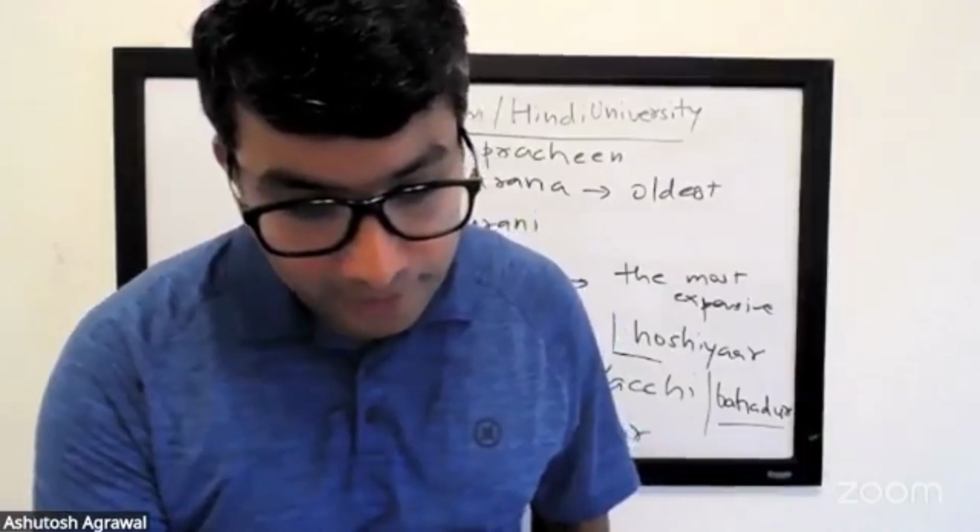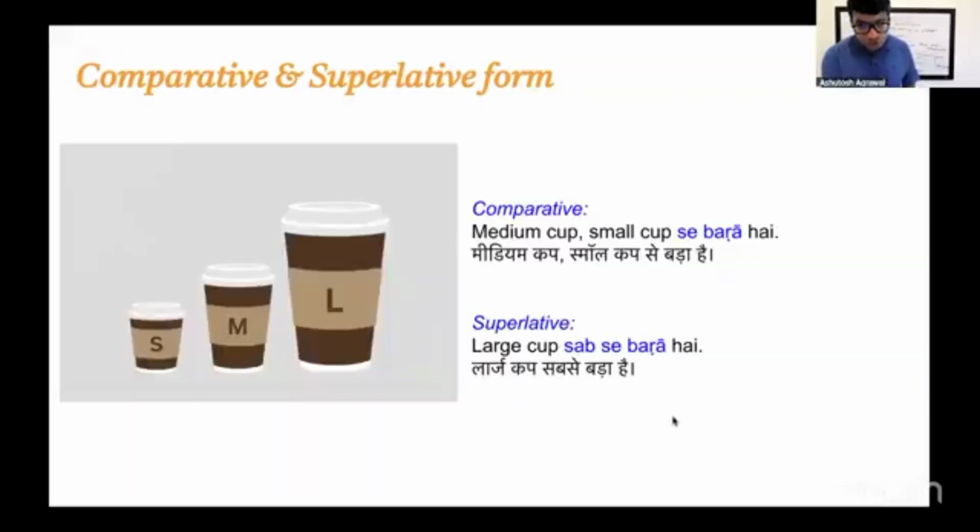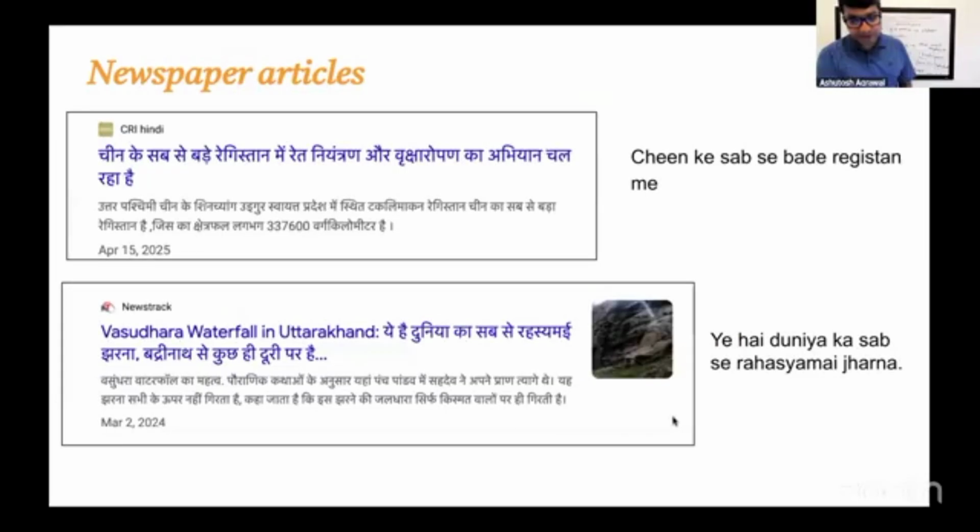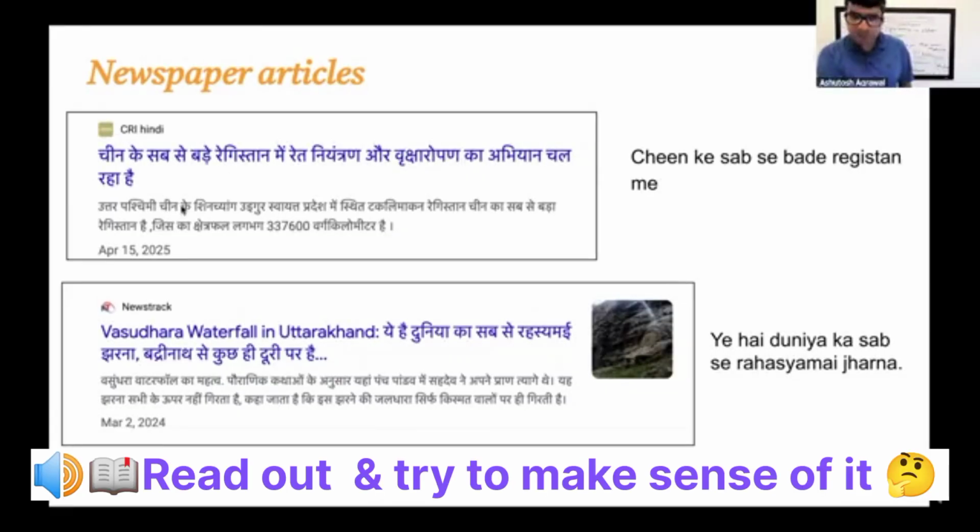Okay, so what I'll do now, in the interest of time, I'm going to show you some difficult, complicated ones. So I want to give some time to you. These are the news articles that you will notice if you search. Okay, beautiful. There are many things in this sentence. Okay, what is China? China. Very good. What is Registan? Desert. Very good. Rail is train. What is Niyantran?